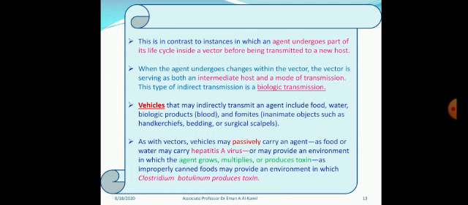The vehicles that may indirectly transmit an agent include food, water, biological products such as blood, and fomites, which are inanimate objects such as handkerchiefs or any objects used by the infected individual, or bedding, surgical bed sheets, clothes, or surgical scalpels. All these can also transmit the infection to other individuals. As with vectors, vehicles may passively carry an agent, as food or water may carry, for example, hepatitis A virus, or may provide an environment in which the agent grows, multiplies, or produces toxin, as improperly canned food may provide an environment in which Clostridium botulinum produces toxin.